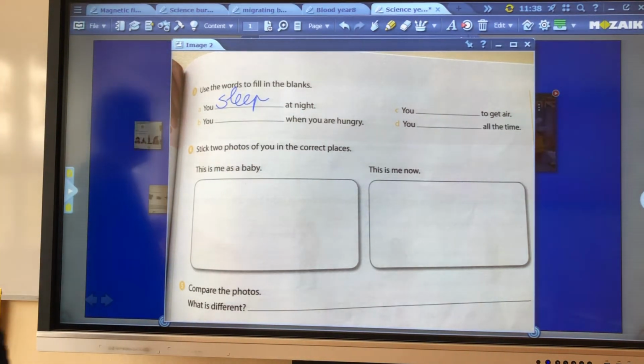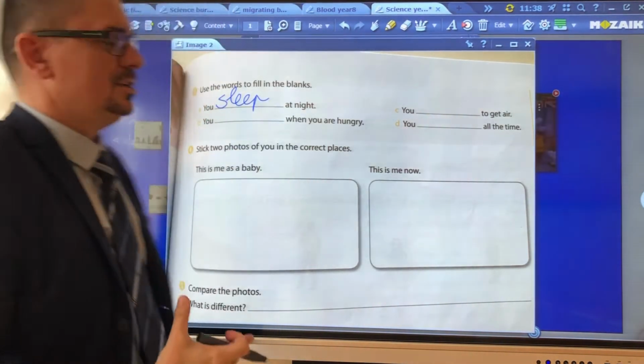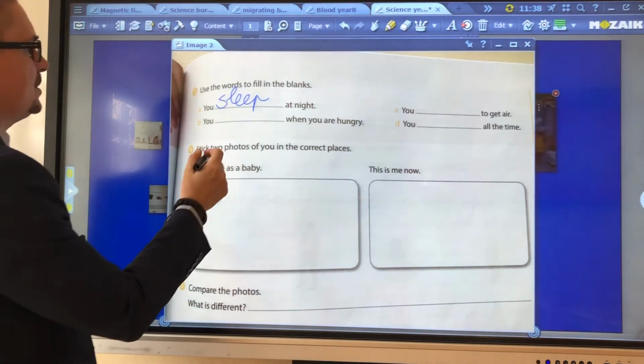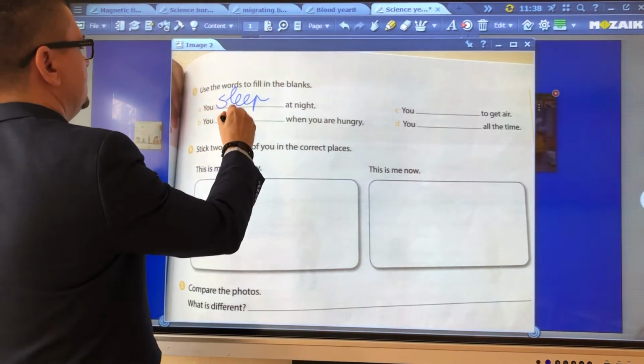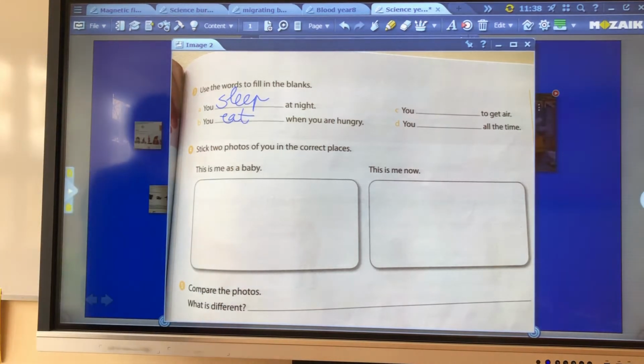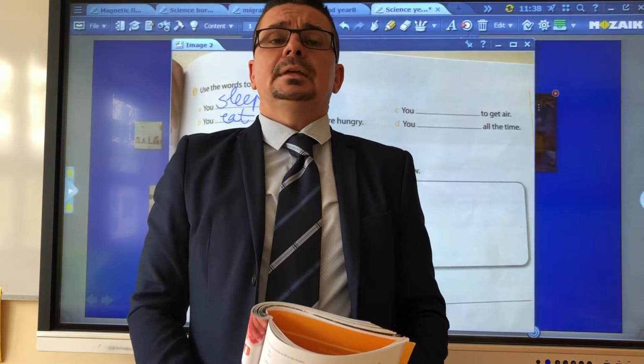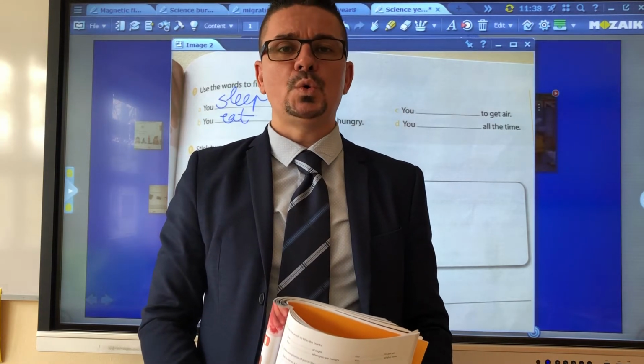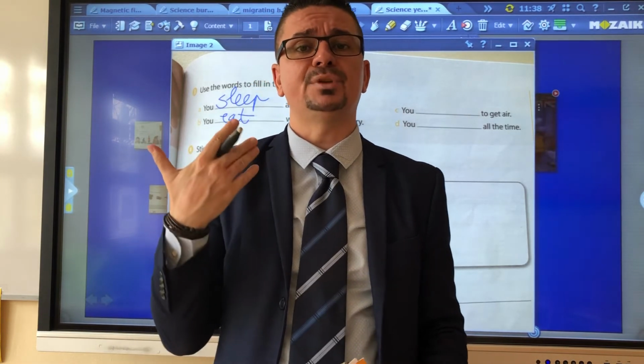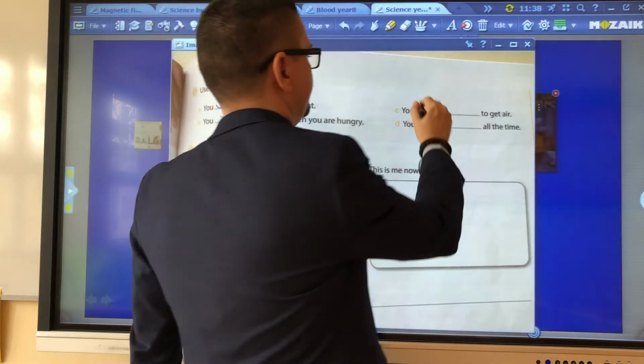You, what do you do when you are hungry? You need to eat a sandwich or something, then you eat. Okay, and what do you need to do to get air? You inhale, you exhale, breathe in the air and breathe out. So you breathe the air.